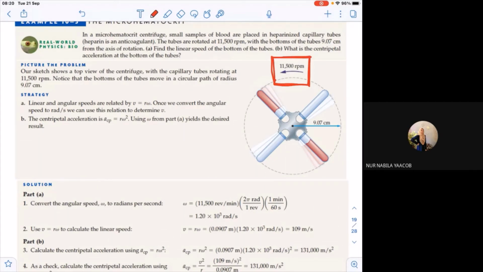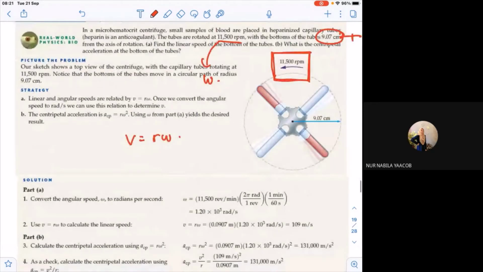The tubes are rotated at 11,500 RPM. So what is RPM? Revolutions per minute. When you talk about revolutions per minute, we know this is the omega. The bottoms of the tubes are 9.07 centimeters from the axis of rotation, so that means this is R. Find the linear speed of the bottom of the tube.